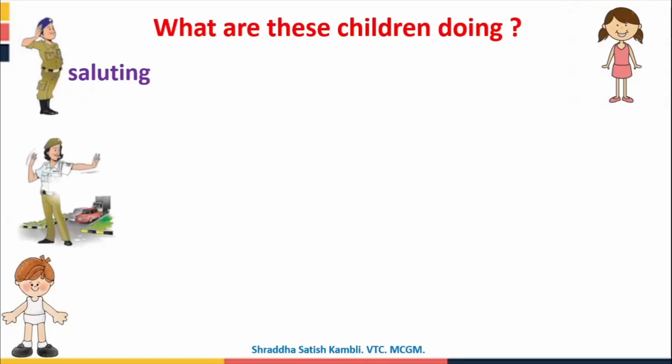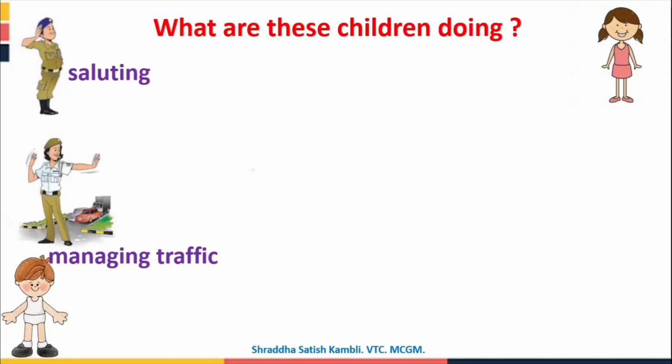Then look at this picture. I just told you about the police now. So who's this person over here? This lady, she's a traffic police. And what do traffic police people do? They manage the traffic. So what is this lady doing? She is managing the traffic. Managing the traffic means she makes some people wait, then she lets some people go. Then again she makes some other people wait. So she manages the traffic so that there is no traffic jam on the roads.